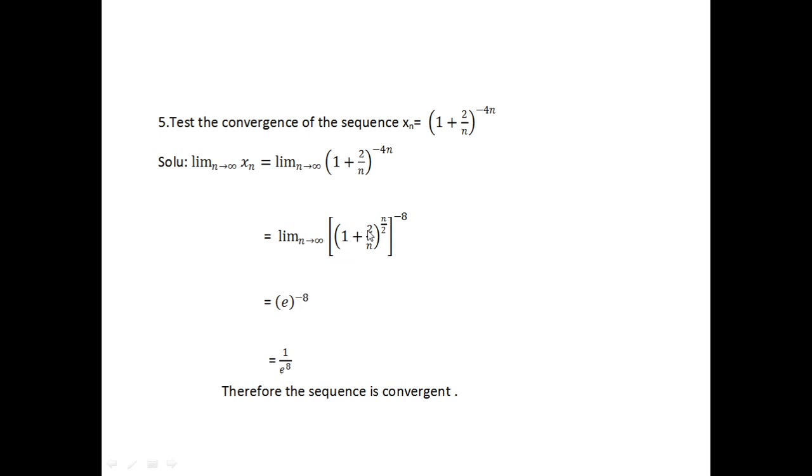e power of plus 2, in the power minus 4 is there, plus 2 into minus 4 is minus 8, e power of minus 8, or 1 by e to the power of 8. And definitely, this is a unique finite value, so the conclusion is the given sequence is convergent.